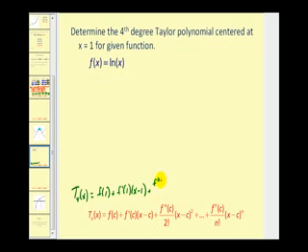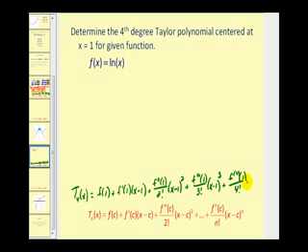Plus the second derivative evaluated at 1 divided by 2 factorial times x minus 1 to the second, plus the third derivative evaluated at 1 divided by 3 factorial times x minus 1 to the third. And then lastly, the fourth derivative evaluated at 1 divided by 4 factorial times x minus 1 to the fourth power. So let's go ahead and determine the first 4 derivatives of the given function.